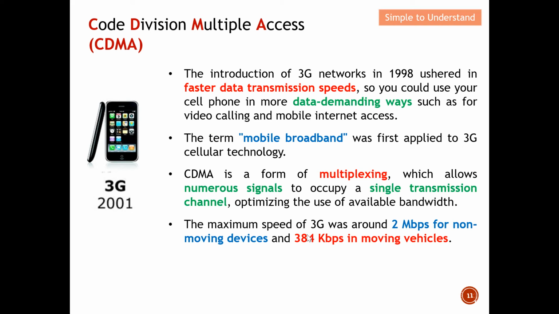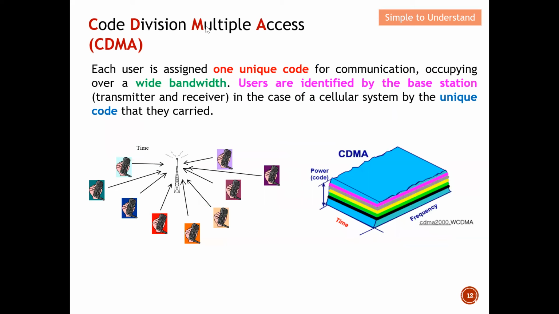The maximum speed of 3G was around 2 megabits per second for non-moving. For this CDMA, the key consideration is whether you are moving. If you are moving, you can see over here, your data rate actually reduces drastically. If you are moving, for example in a vehicle, the data rate reduces to 384 kilobits per second. So, as some idea, what is CDMA?